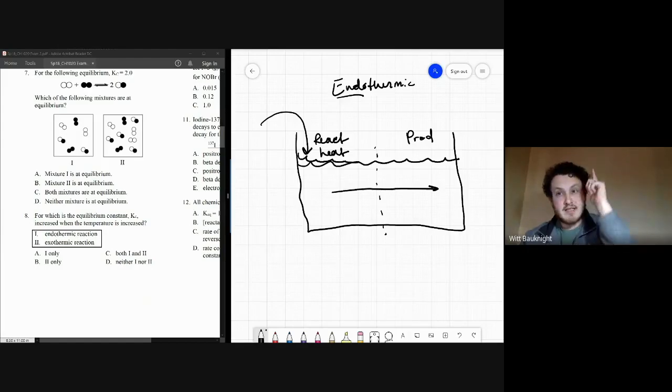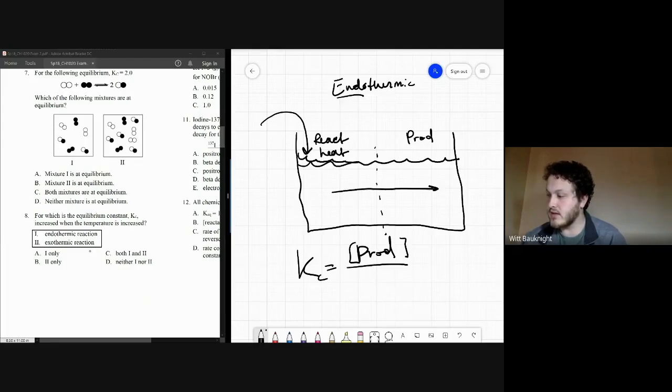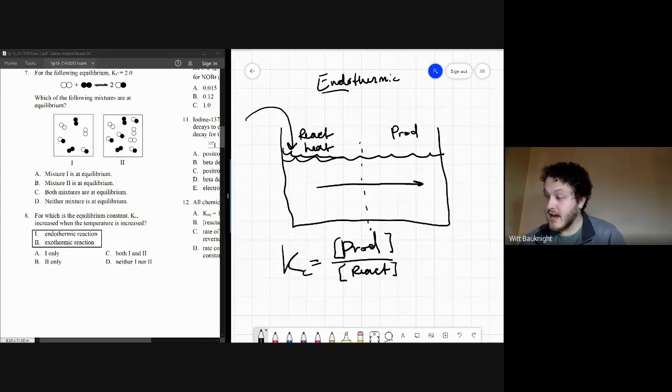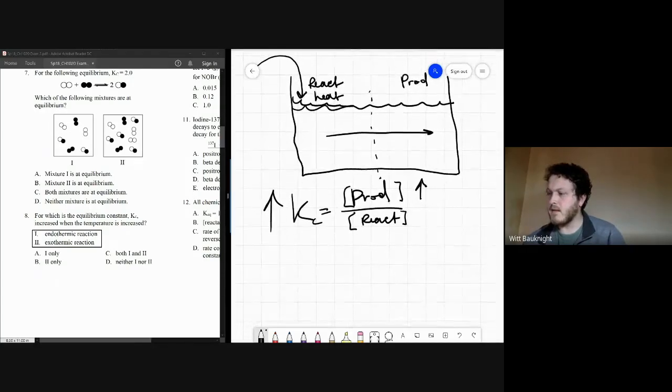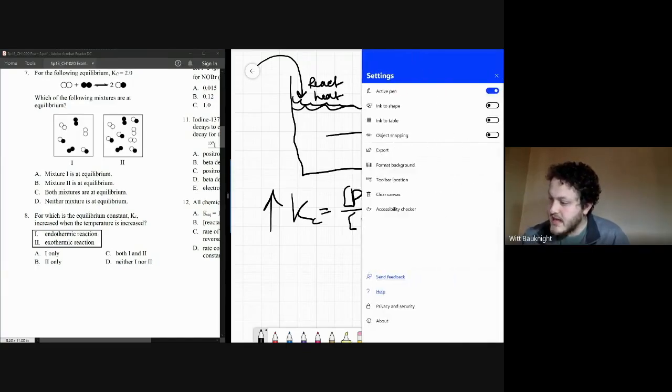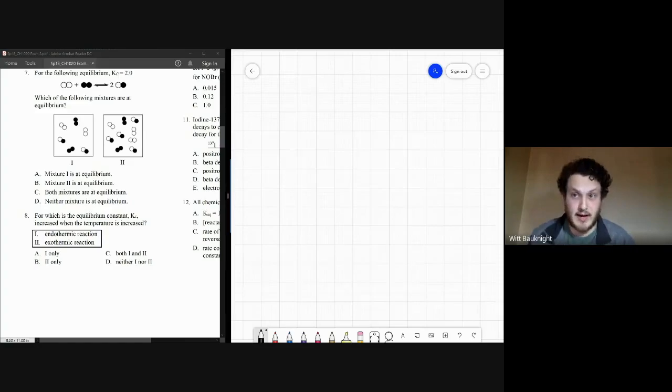So if products is increasing, and K is equal to products, Kc is equal to the concentration of products over concentration of reactants, then for an endothermic reaction, Kc is going to increase. All right, so it looks like for reaction number one, it will be true. Now, just to be safe, let's talk about why number two is incorrect.